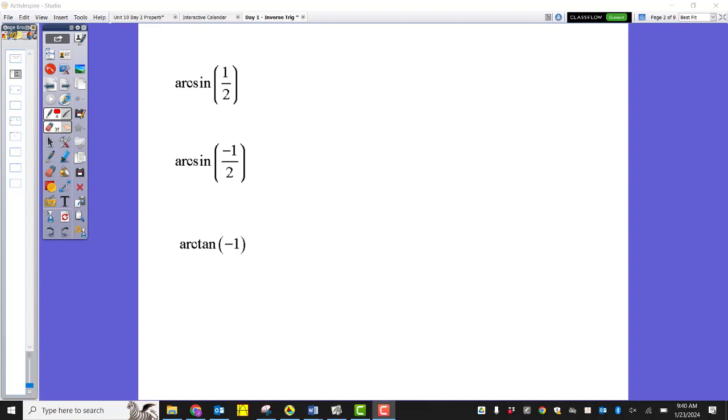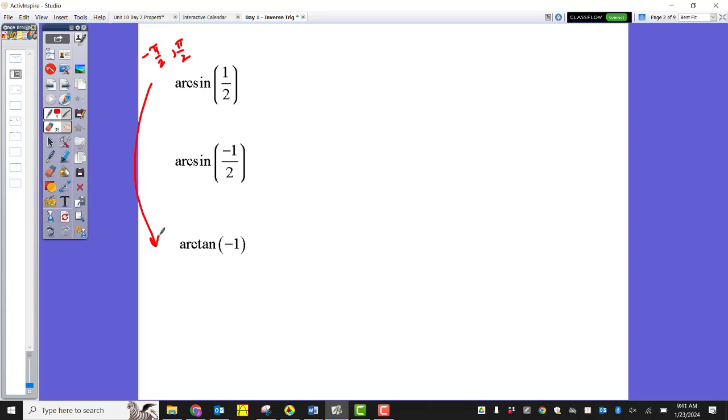Now, remember, inverse trig functions have a limited range. The range for sine is negative pi over 2 to pi over 2. Same with tangent, or inverse tangent. And cosine has 0 to pi. Their reciprocals tend to have the same range. The only one that doesn't is arc cotangent. So arc tangent uses negative pi over 2 to pi over 2. Arc cotangent uses 0 to pi.